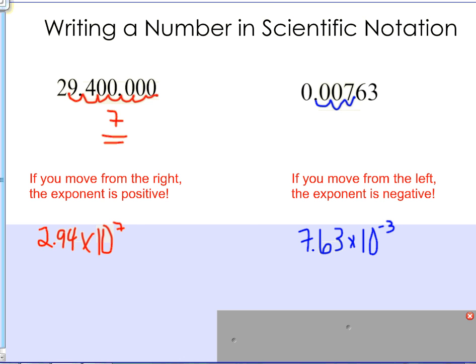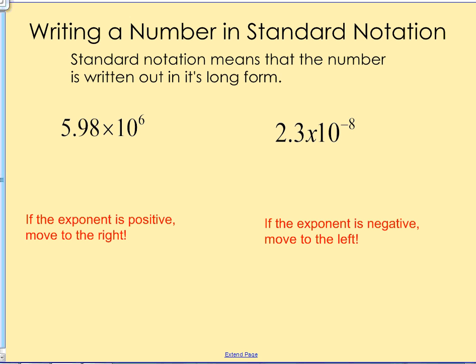All right, so let's try another one. In this case, if we were going the opposite way, we have 5.98 times 10 to the 6th power, and we want to write that in standard notation or as a normal number. I'm going to take this and swoop it 6 times to make my number bigger, in this case to the right. So I'm going to go 1, 2, 3, 4, 5, 6.